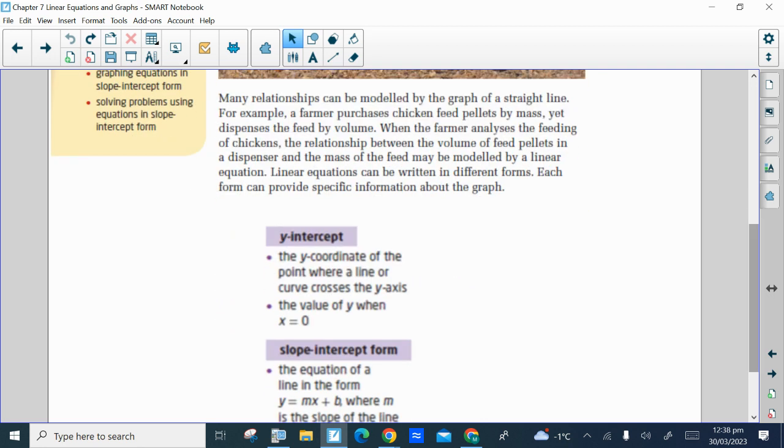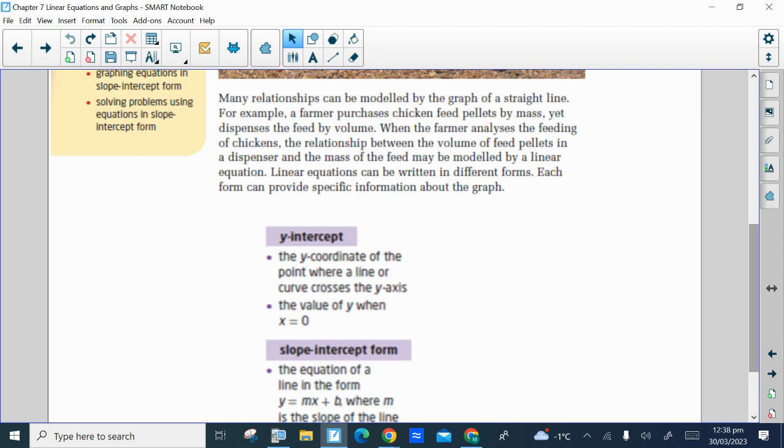So, many relationships can be modeled by the graph of a straight line. For example, a farmer purchases chicken feed pellets by mass, yet dispenses the feed by volume. When the farmer analyzes the feeding of chickens, the relationship between the volume of feed pellets in the dispenser and the mass of the feed may be modeled by a linear equation. The reason for that is as the mass increases, the volume will increase as well, and it'll increase at a constant rate. That's why it's a linear relation.